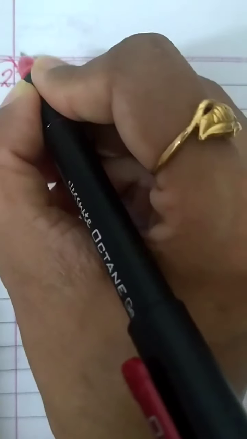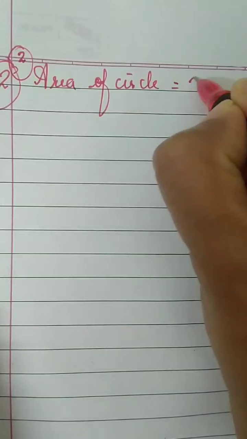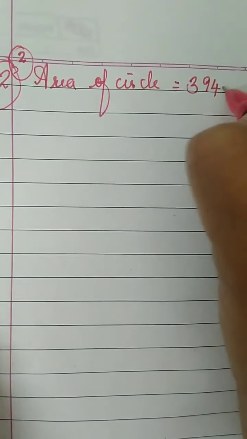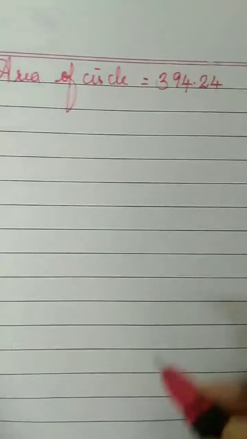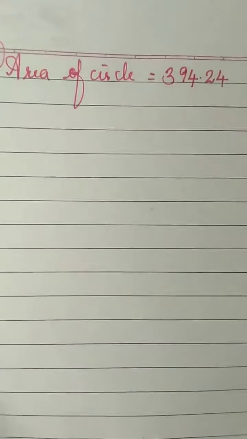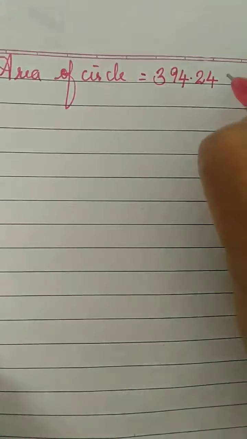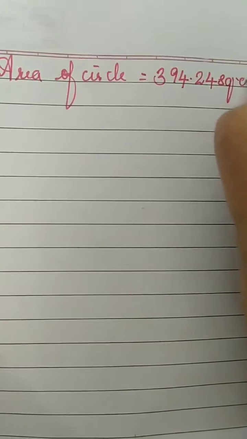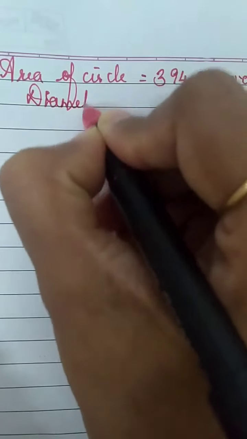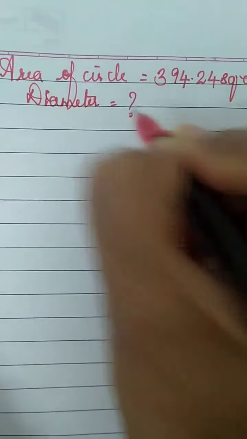Second one I am doing. Number 2. Area of circle is given as 394.24 square centimeter. And the question is find diameter. Diameter is equal to how much?